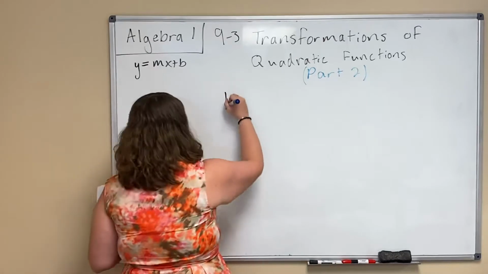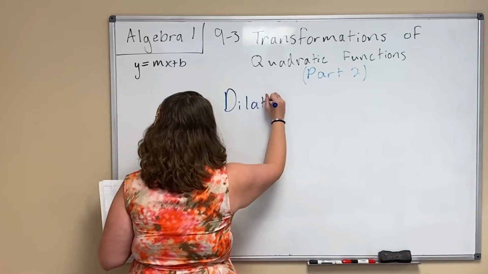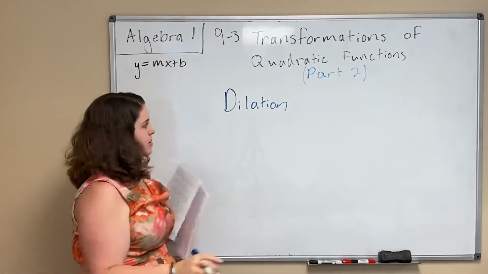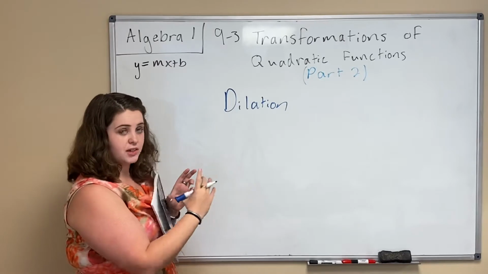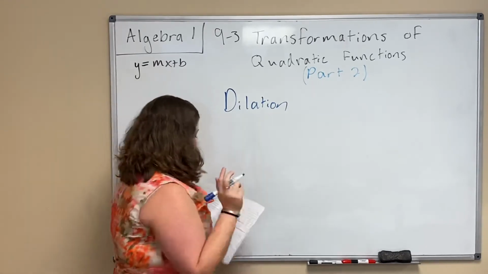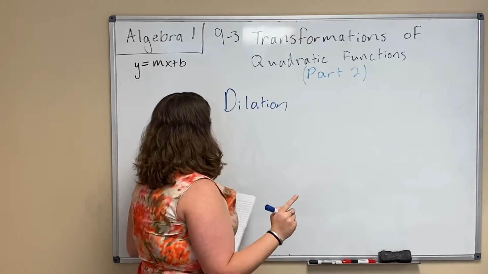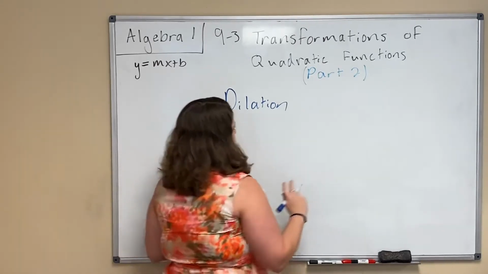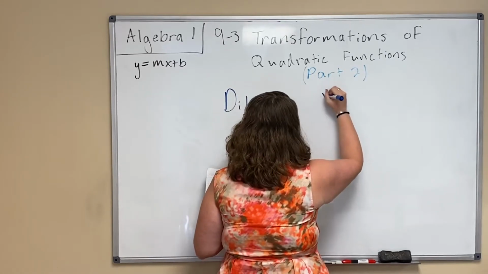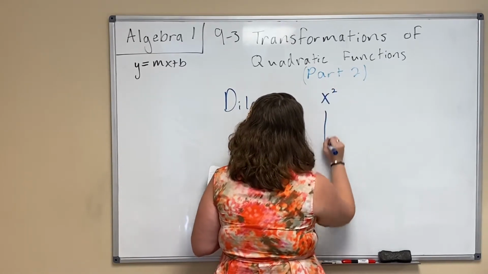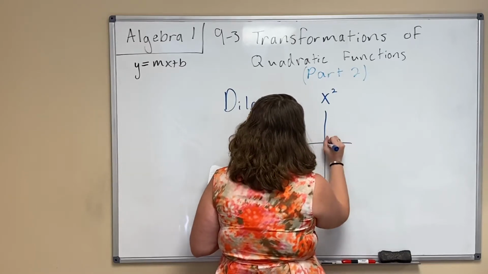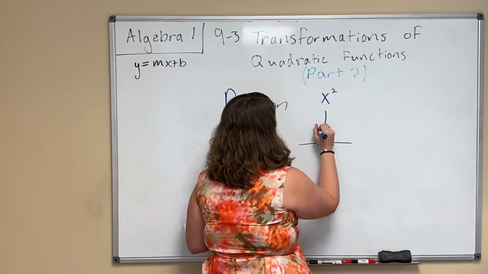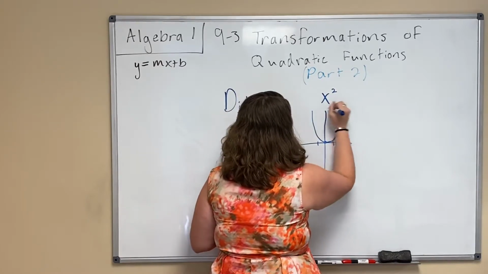Now, a dilation is when we multiply a dilation of any shape. We've done this already, you should remember. It's scaling it up or scaling it down. So in this case with parabolas, what we're doing is making our graph wider or narrower. So if I had just my normal x squared, here, it's going to look like this.